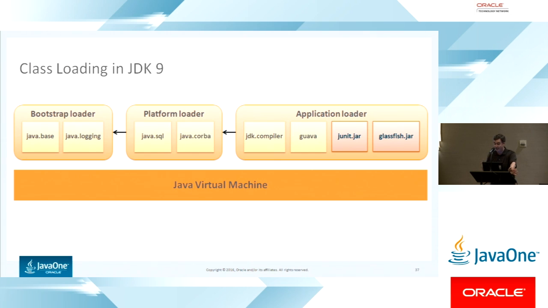A number of JDK tool modules, such as jdk.compiler, have their classes defined by the app loader. All classes in modules on the module path, whether they're in a modular jar or in an automatic module like Guava, are defined by the application loader. And all classes on the class path in traditional jar files like junit.jar and glassfish.jar are defined, as before, by the application loader.